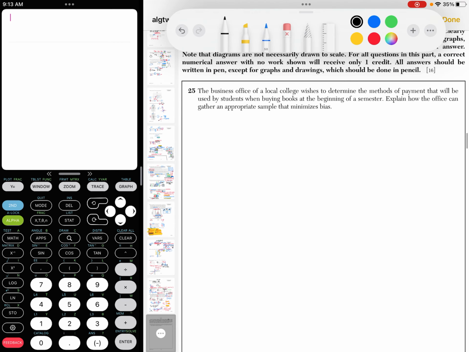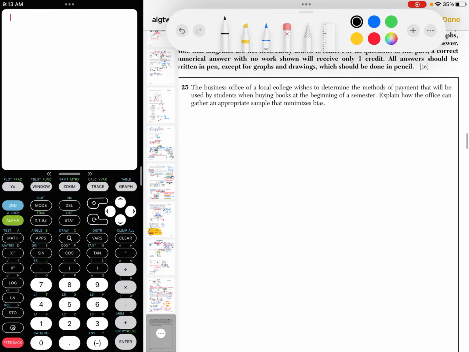So let's start with number 25. So 25 is a statistics question, so it's a little wordy. It says the business office of a local college wishes to determine the methods of payment that will be used by students when buying books at the beginning of a semester. Explain, remember, explain on this exam means you have to use words. So we're going to have a written out answer. Explain how the office can gather an appropriate sample that minimizes bias.